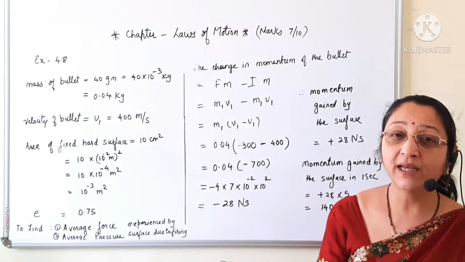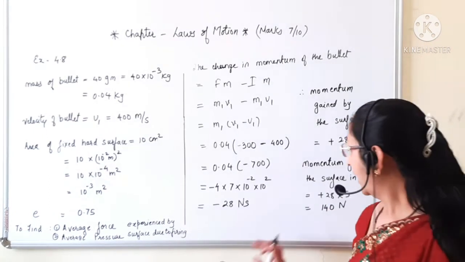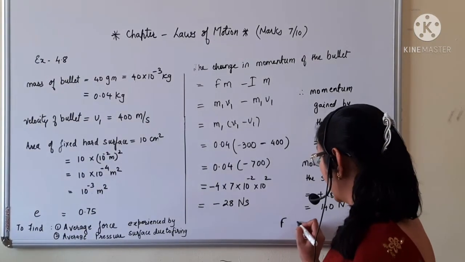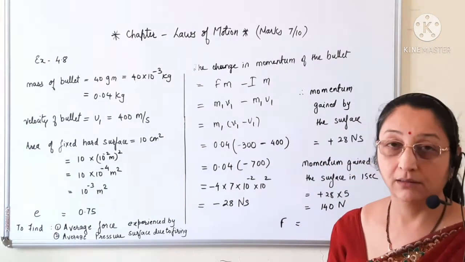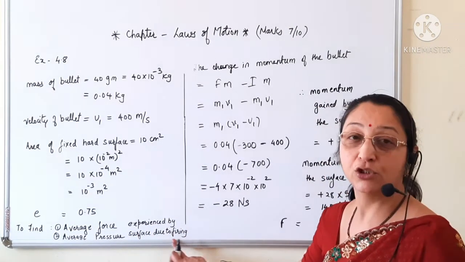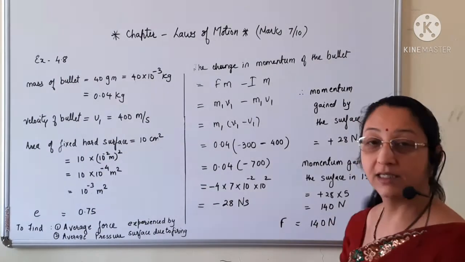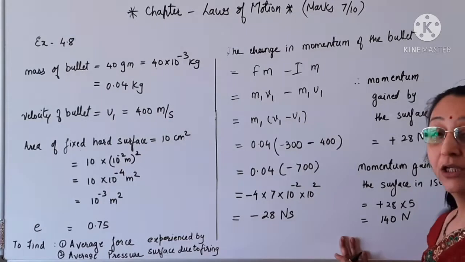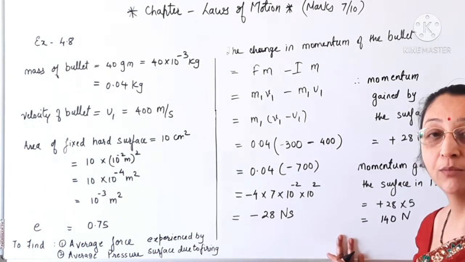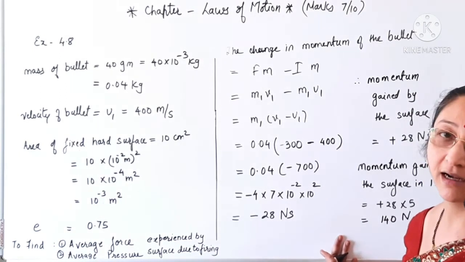the change in momentum per unit time is the force. So this is the force. The average force experienced by the surface due to the firing is 140 Newton. According to Newton's second law of motion, the rate of change of linear momentum of a rigid body is directly proportional to the applied force and takes place in the direction of the force.